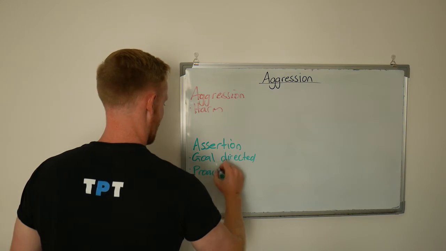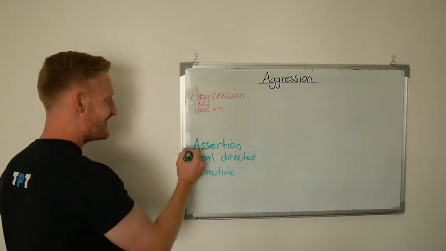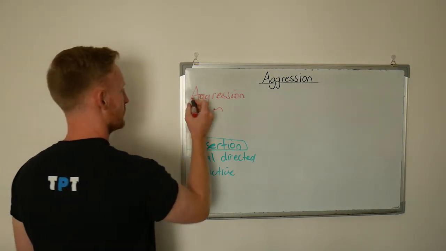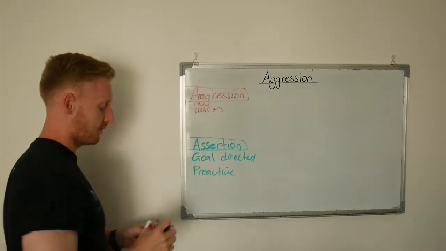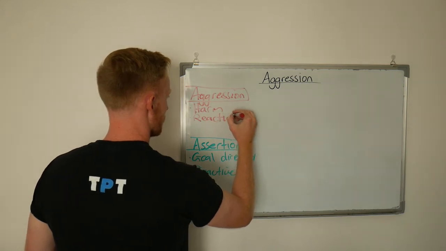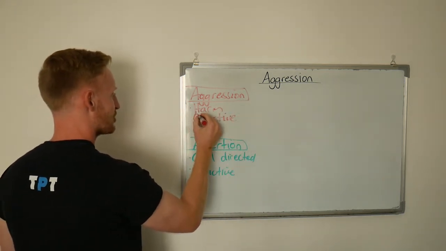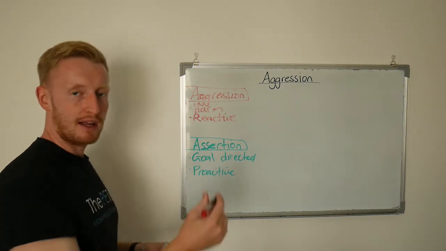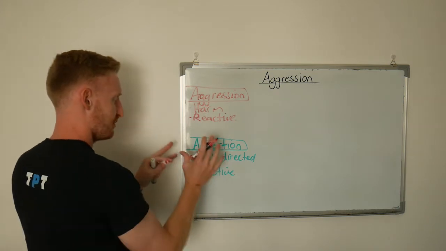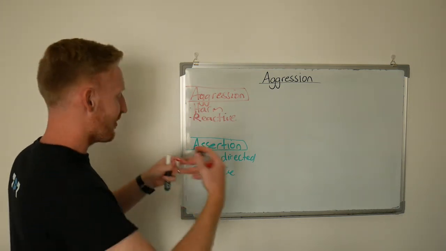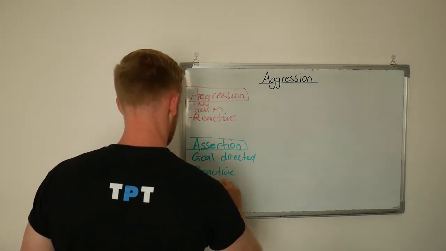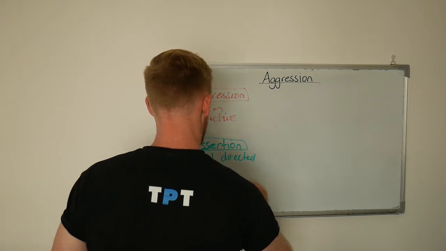Assertion is proactive. The performer is intending to be assertive, whereas aggression is usually when a person is being reactive. So they become frustrated or annoyed at something and they've lashed out. Something's happened to them, and to try and make themselves feel better, they perform an aggressive action. Whereas assertion is more proactive. They are intending to do something. There is an intentional outcome. Intended outcome.